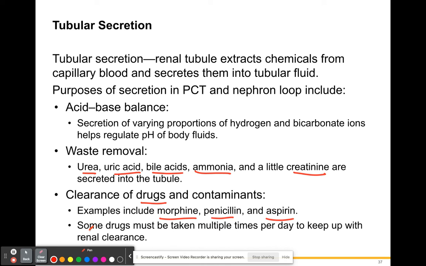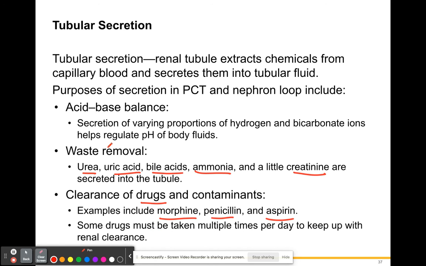Some drugs must be taken multiple times a day to keep up with renal clearance, right? What that means is you might have to take drugs 1, 2, 3 times a day because your kidneys are so good at getting rid of them that they leave your body before they're actually done working on you, or before they're done doing whatever it is that you need them to do. So you might have to take those drugs multiple times.